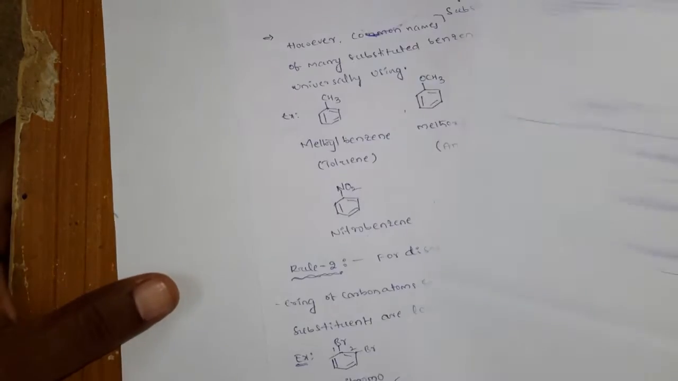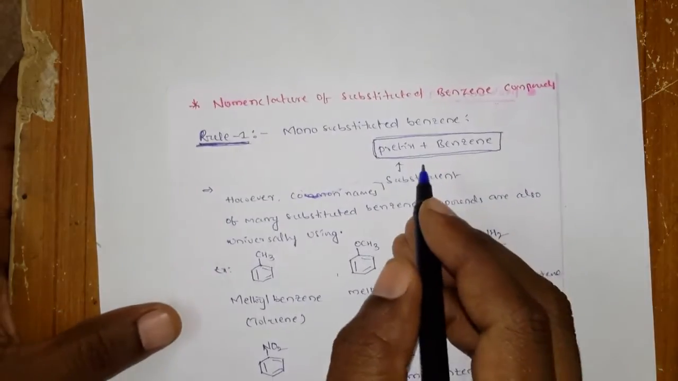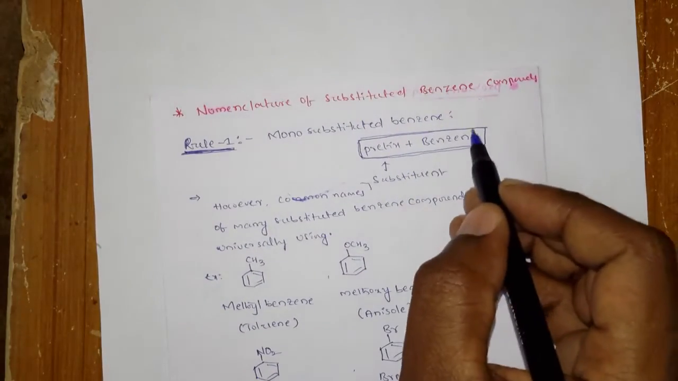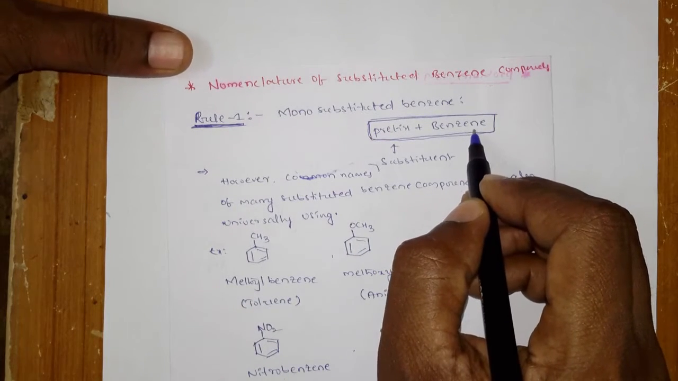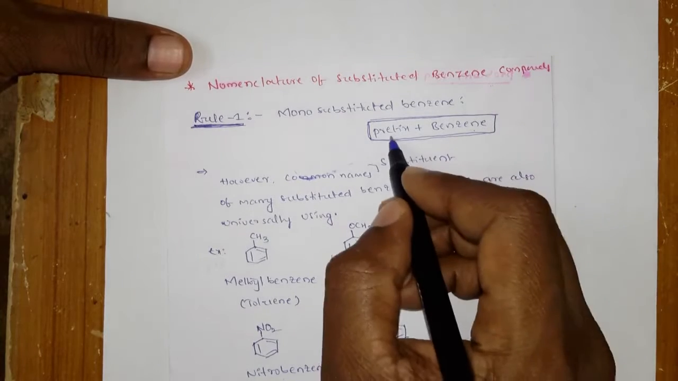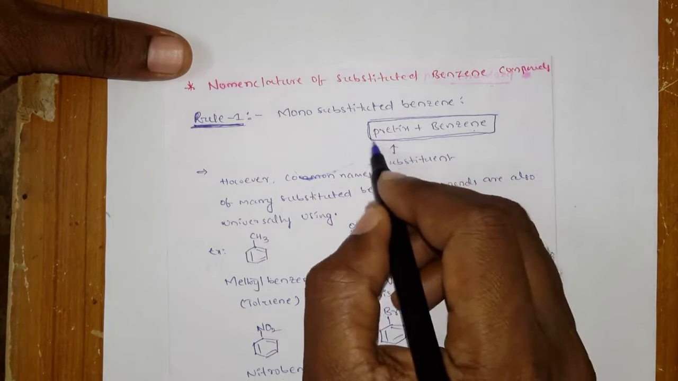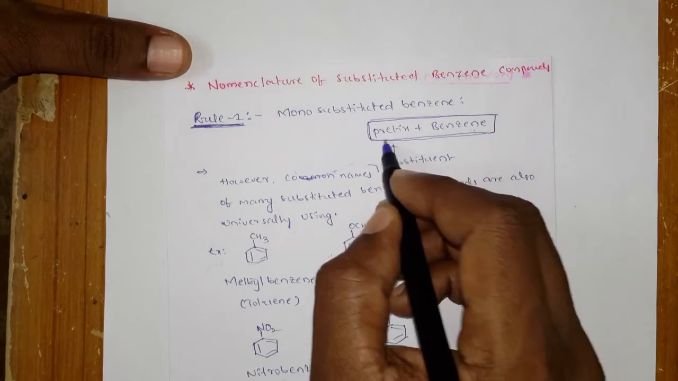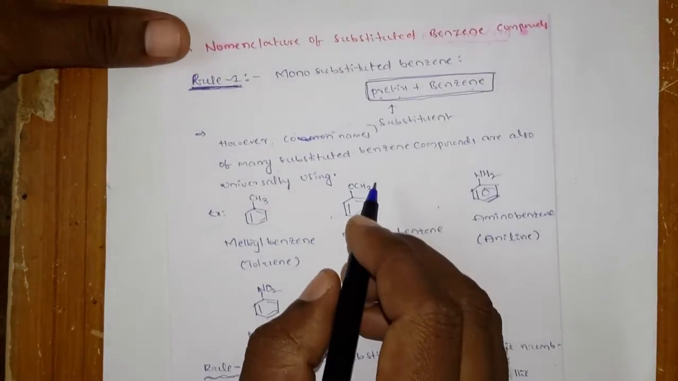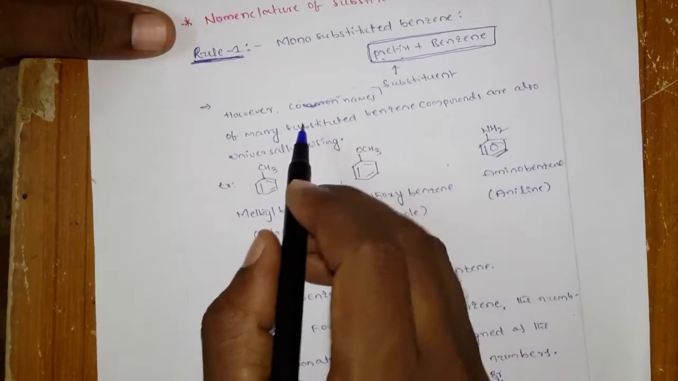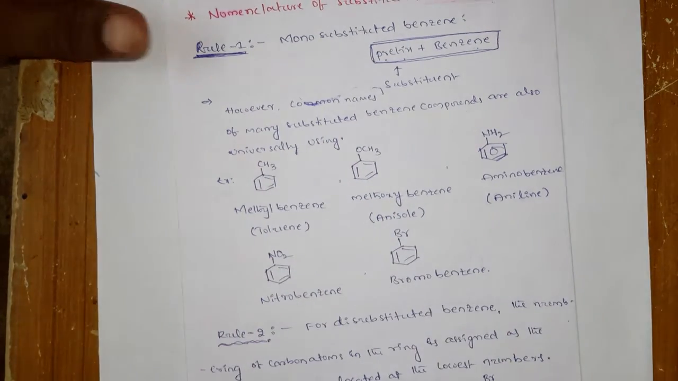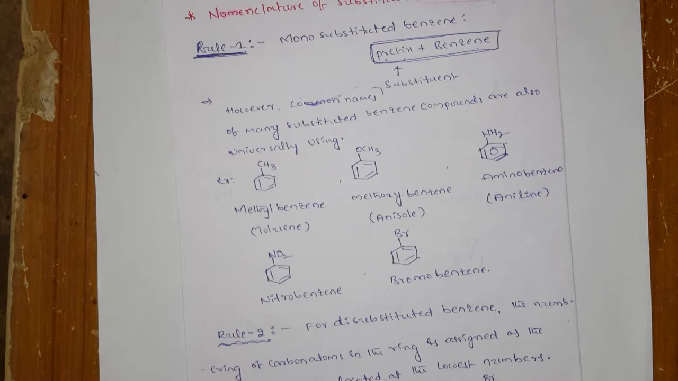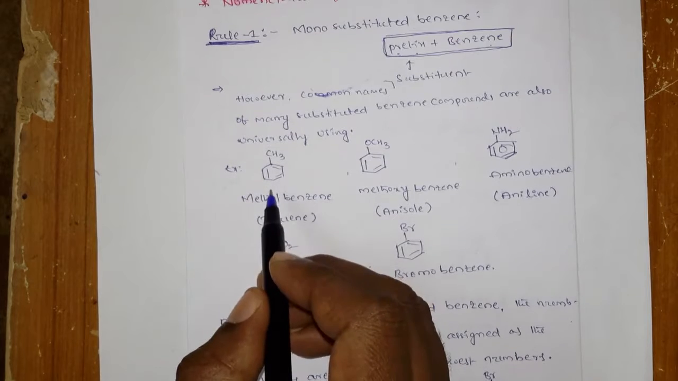So right, first we can see the monosubstituted benzenes. For the monosubstituted benzene, here you have to take the benzene common name. Here you have to take the benzene as a suffix, that's it. And the substituent name you have to take as a prefix. Right. So here look at this example.